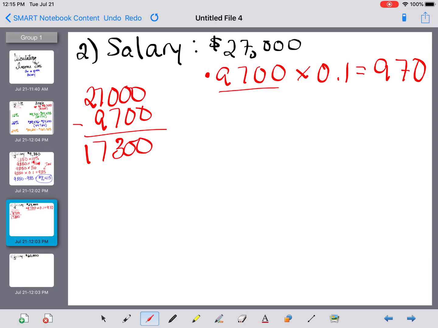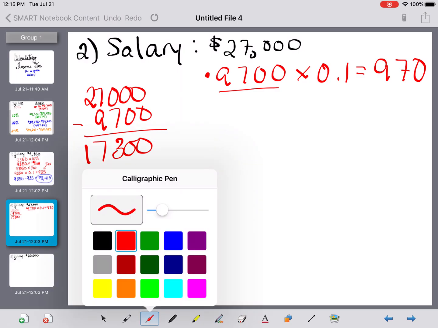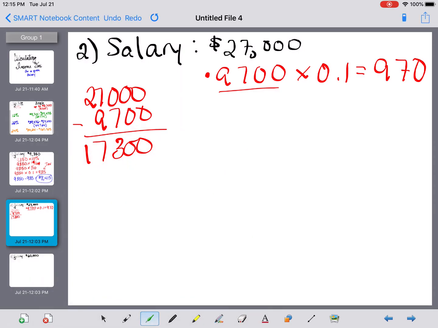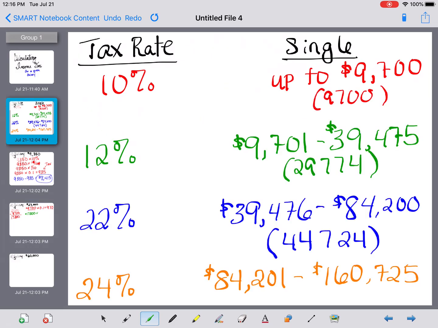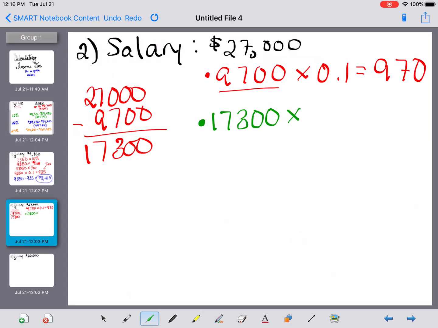Okay, so that's how much we have left over for our next tax rate, which was in green. So now I can calculate that. I have 17,300 at, go back to the green one, it's 12%. Just as a shortcut, just like 10% was 0.1, 12% is 0.12. So 0.12, and we'll get our answer, which comes out to 2,076.